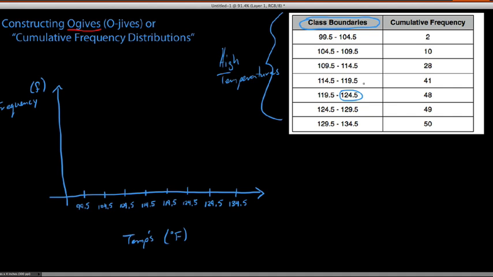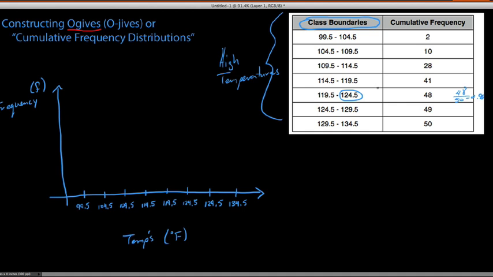That would be good information to know, especially since we're going to be translating these cumulative frequencies later on to relative frequencies. That is, 48 out of a total of 50 is 0.96, which helps us with probabilities. We say this is in what we call the 96th percentile, this temperature.